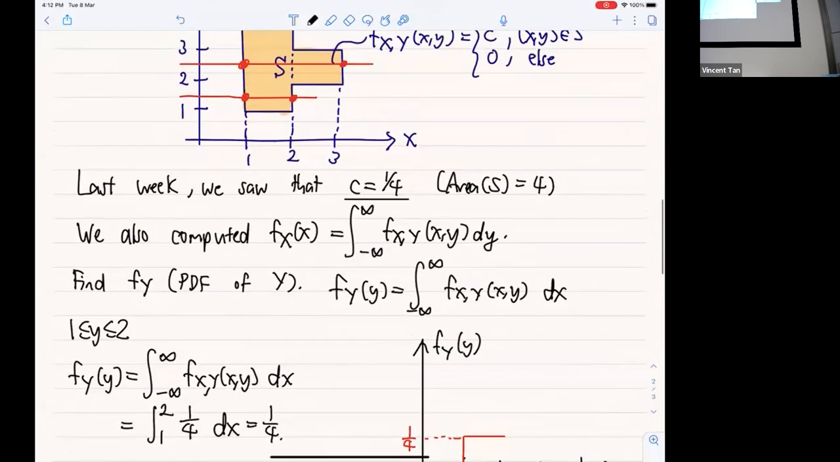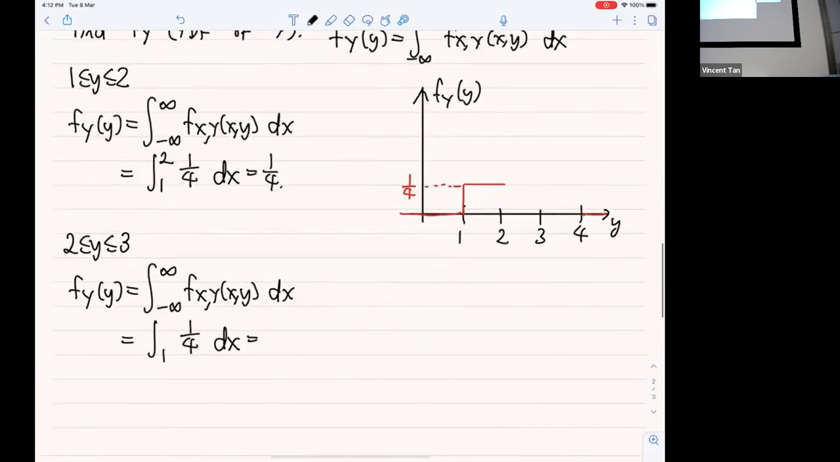Now when I go from 2 to 3, my y is somewhere here. My x is integrated from this left end point to this right end point, which is from 1 to 3. Got it? And so now this becomes what? This becomes 1/2, 2 over 4. Does that make sense?